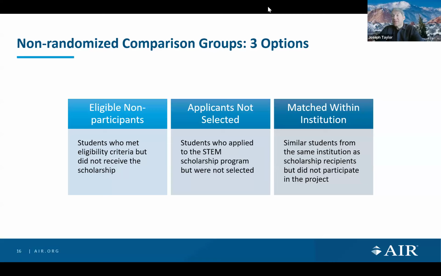And then finally, on the far right column, we have the third option, which is matched students within the same institution. And these are students who are similar to scholarship recipients, but they did not participate in the project at all, and many of them likely did not even apply for the scholarship. And I'll say a little bit more about each of these.